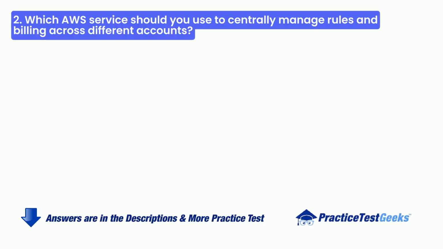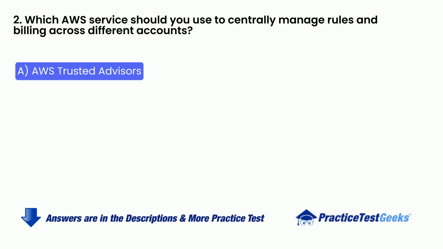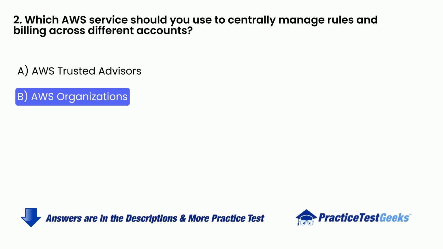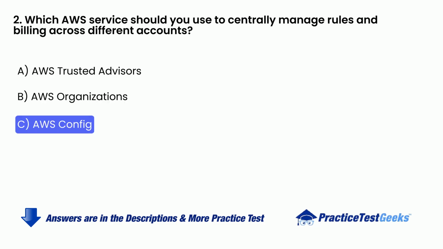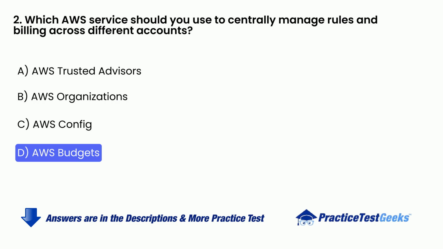Which AWS service should you use to centrally manage rules and billing across different accounts? A. AWS Trusted Advisor. B. AWS Organizations. C. AWS Config. D. AWS Budgets.